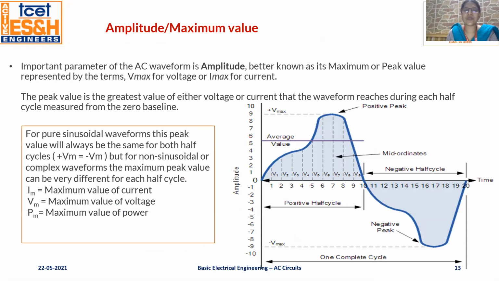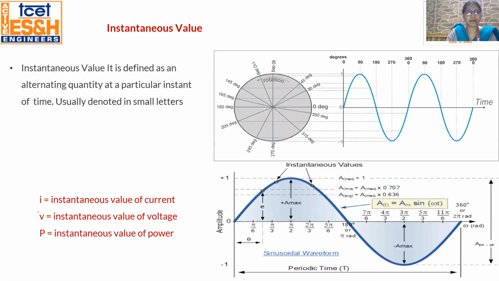Now maximum value. Sometimes the maximum value is also known as amplitude. It is the maximum value of the alternating quantity. So in this case, this is the maximum value, and in this case, this is the maximum value. In our further chapters, we deal with the maximum value, and it is represented by Im, Vm, and Pm.